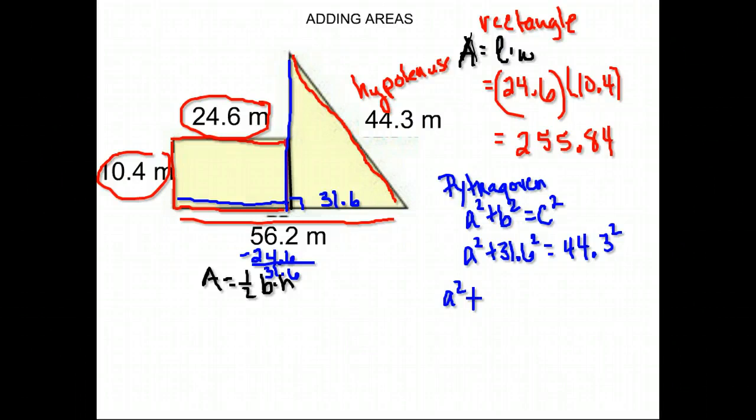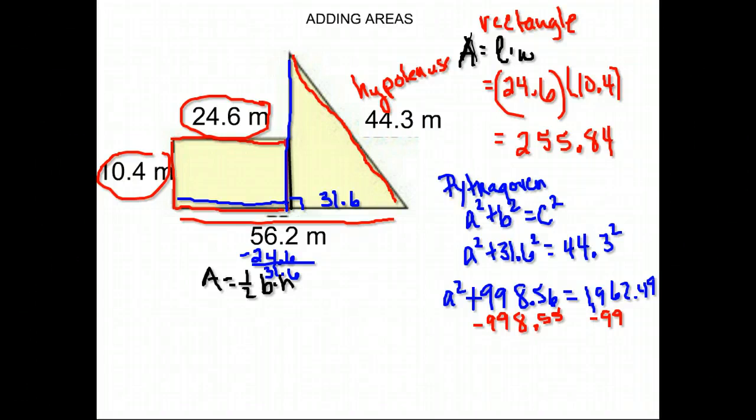Okay, so we're going to go ahead and square each part. 31.6 times 31.6 is 998.56. And 44.3 times 44.3 is 1,962.49. We continue solving, so we're going to get the a squared by itself. We're going to subtract 998.56 from both sides.